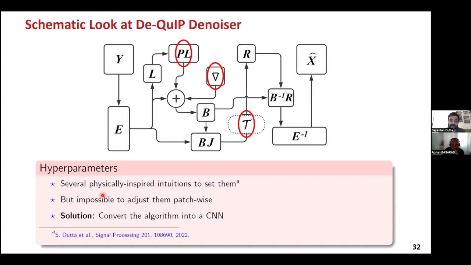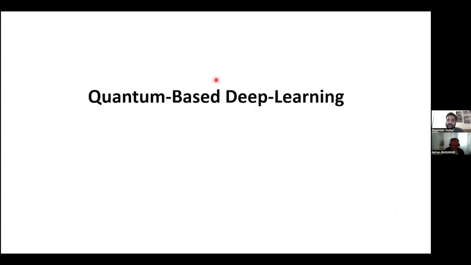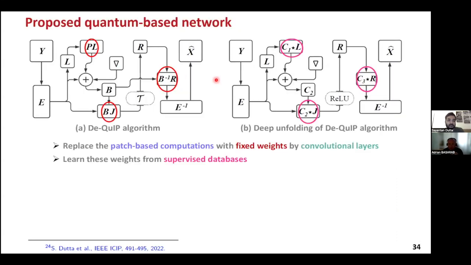So for this, we further converted our method into a deep learning based CNN architecture, where we can solve this parameter tuning problem quite efficiently while preserving the quantum based idea. That is the next section of my talk, where I will explain how we can design a deep learning model using this quantum based principle. So this is the schematic diagram that I proposed, and this is the respective unfolded model based on our DeQuIP principle. Here our basic idea is to replace the patch-based computation with fixed weights by a convolution layer.